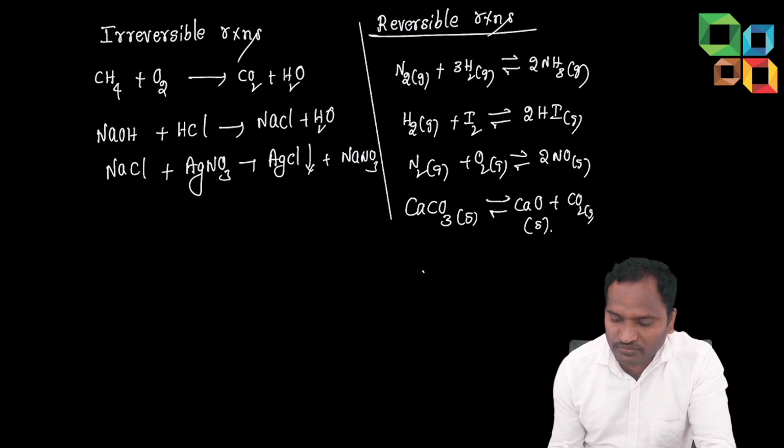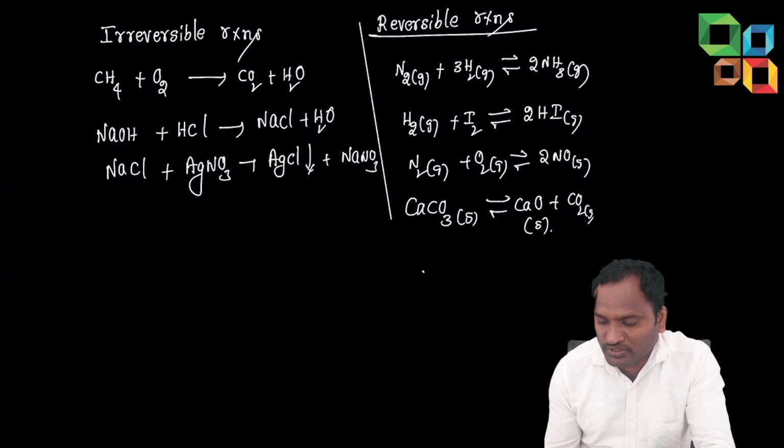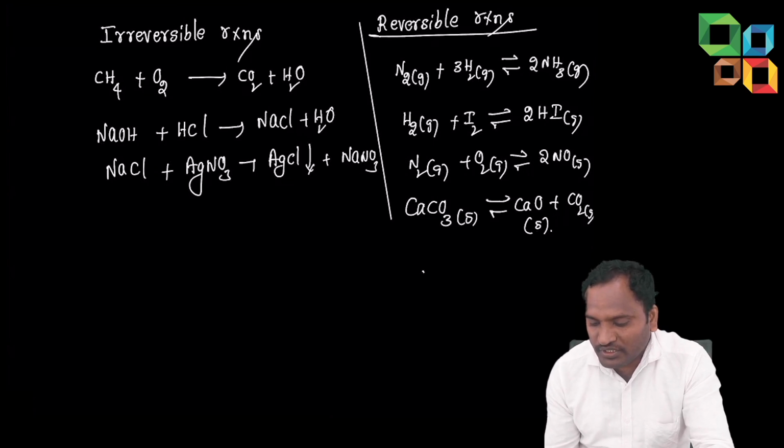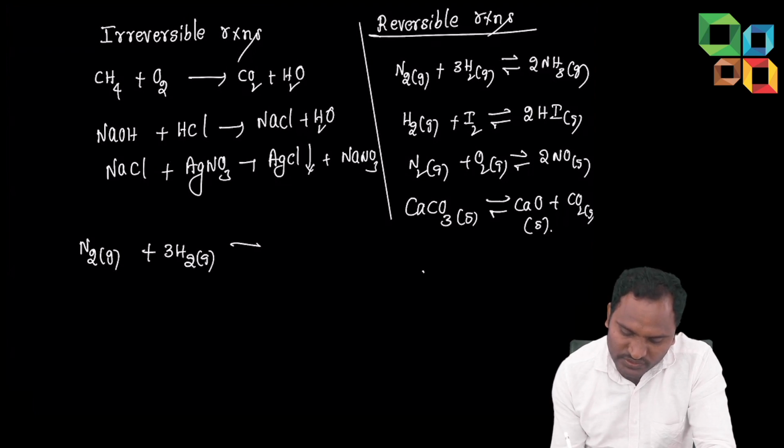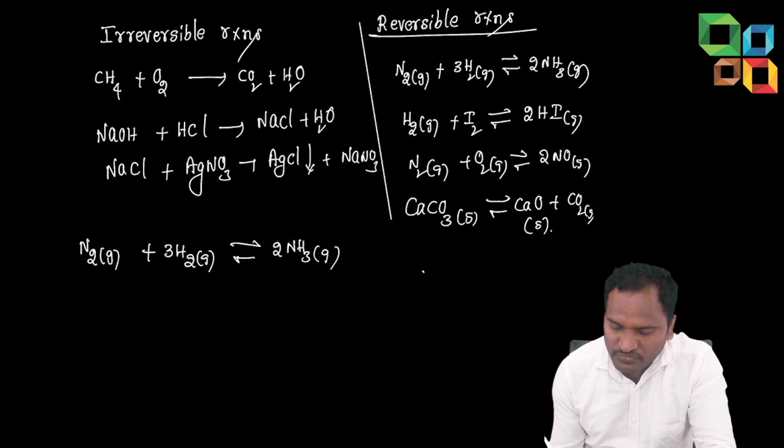Reversible reactions. Okay, so we got to know some reversible reactions. For that, we'll write the equilibrium constant. N2 gas plus 3H2 gas is in equilibrium with 2NH3 gas.